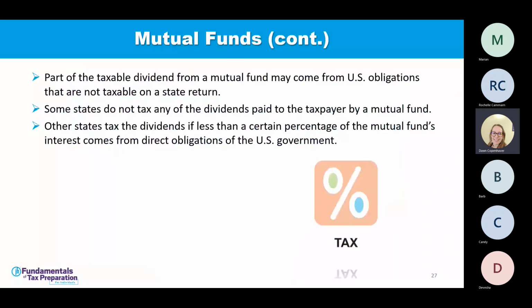So taxable dividends from a mutual fund can come from U.S. obligations that are not taxable on a state return. Some states do not tax any of the dividends paid to the taxpayer by a mutual fund, and other states tax the dividends only if less than a certain percentage of the mutual fund's interest comes from direct obligations of the U.S. government.